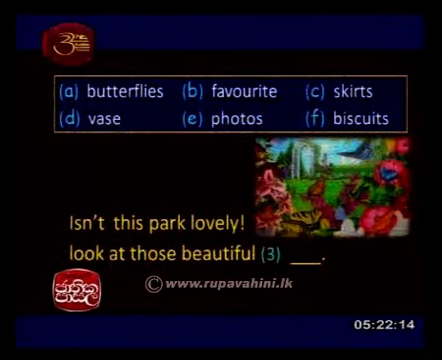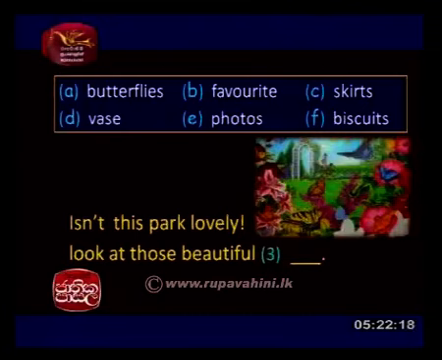Isn't this park lovely? Look at all these beautiful blank. Yes. What is the correct answer? Butterflies. Look at those beautiful butterflies. The clues are there. There are some butterflies. So the letter is A.